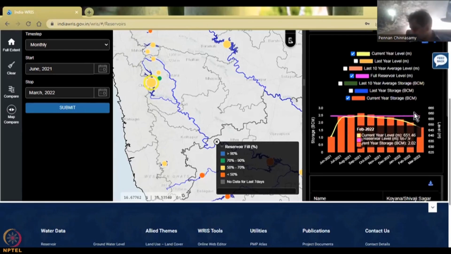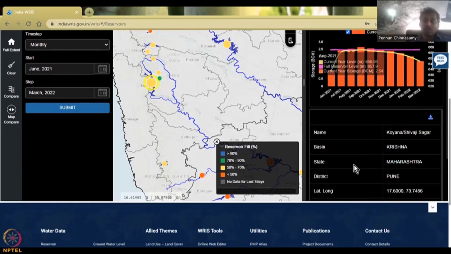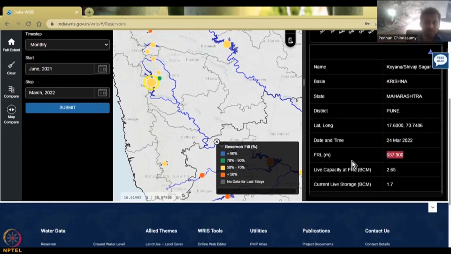Above the pink line, the water need not be stored. So slowly the water is released. Actually, while the water level comes up to that point, slowly water is going to be released because they cannot release all the water at once. So slowly they'll have to release it so that people are not getting affected.